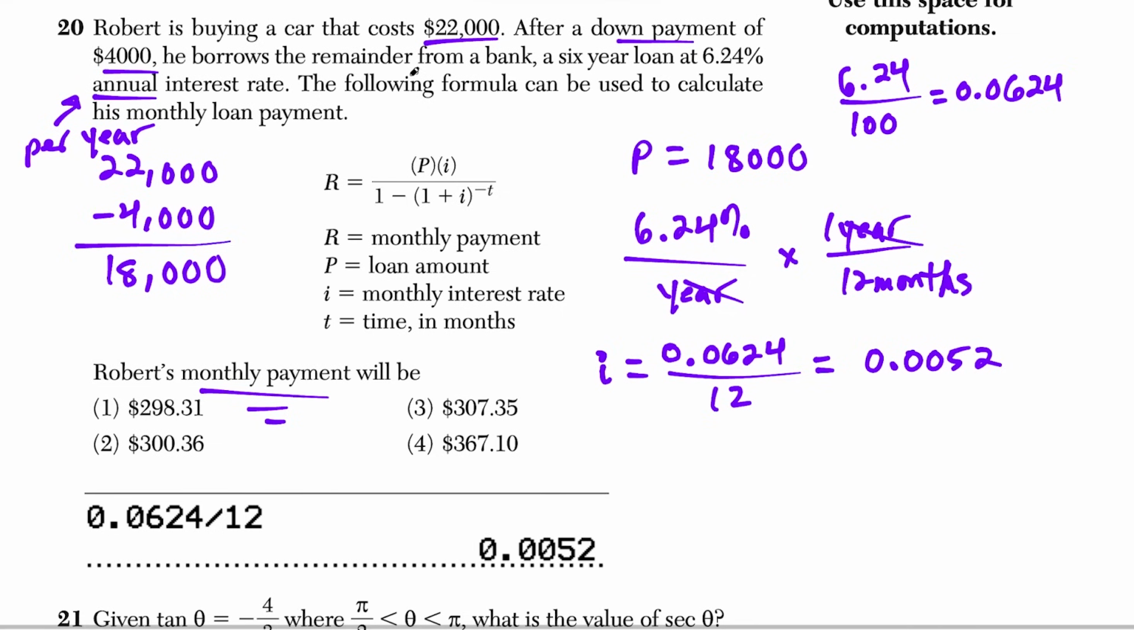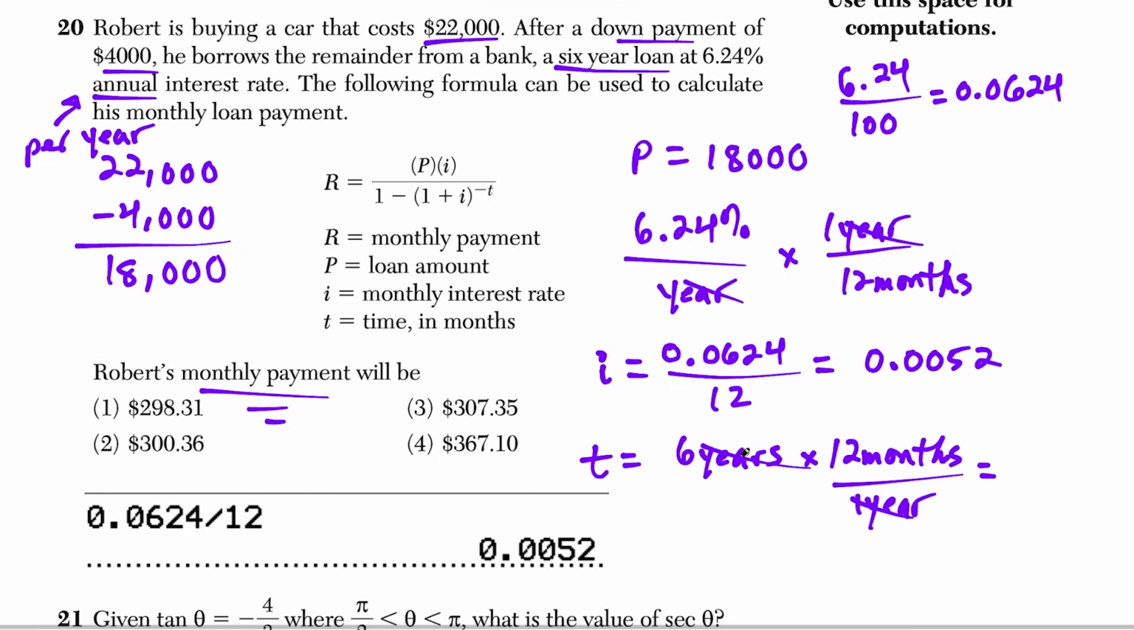So looking at this, we were told that this is a 6-year loan. So 6 years, I'm going to write this over here. We have T equals, we have 6 years, but we want the time in months. So we're going to multiply here. There are 12 months in 1 year. Okay, so 12 months in 1 year, and notice the units cancel out. So years over years cancels. And if we do 6 times 12, that's going to be 72 months. Okay, so we have 72 months.